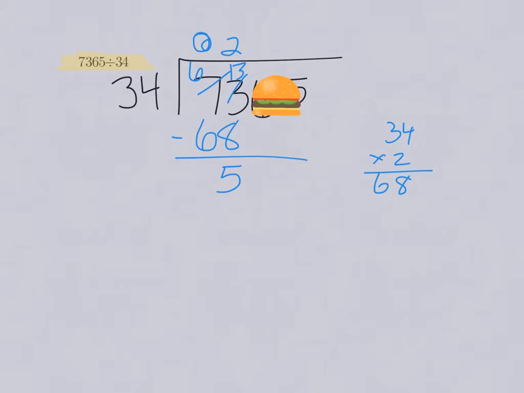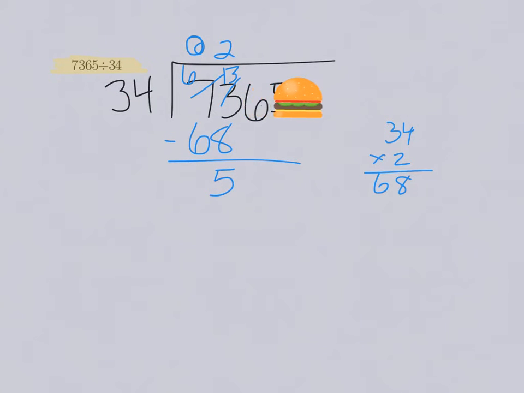6 minus 6 is 0. Okay, so I'm checking. My difference is definitely smaller than my divisor, so I can continue on. So I'm going to slide this over, and then we can start by bringing down our next number. So I'm going to bring down the 6, so this becomes 56.